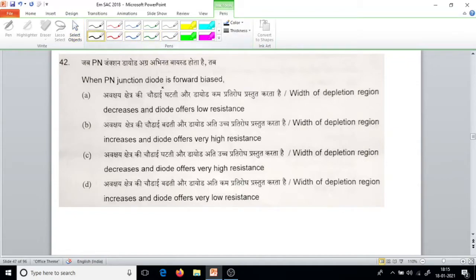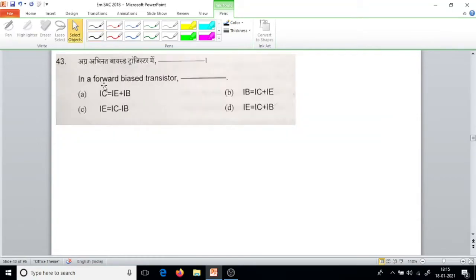Question number 42. When a PN junction diode is forward biased, what happens? When a diode is forward biased, the depletion region width decreases and the diode offers low resistance. So the answer is option A.